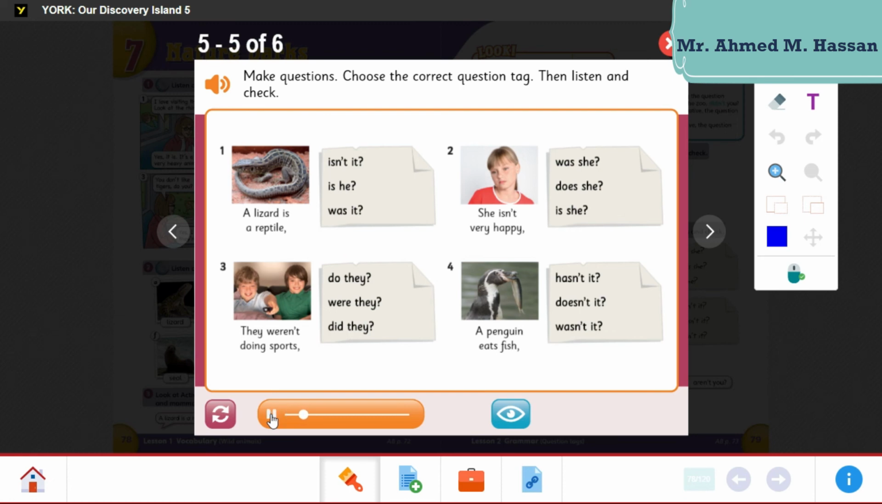1. A lizard is a reptile, isn't it? 2. She isn't very happy, is she? 3. They weren't doing sports, were they? 4. A penguin eats fish, doesn't it?